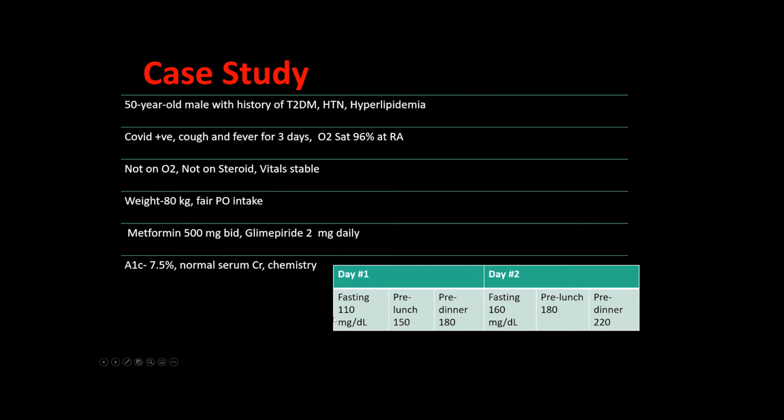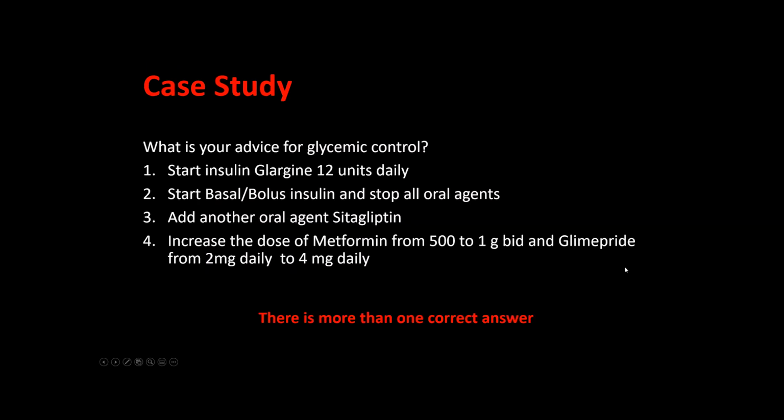If you get a call and they ask, what would you do for this patient? Only a couple of numbers are a little bit higher than 200. So what is your advice for this patient? You can start the Lantus, or you can give a basal bolus and stop all the oral agents, or add another oral agent, or increase the dose of metformin from 500 to 1 gram BID, or increase the glimepiride from 2 milligrams to 4 milligrams daily.